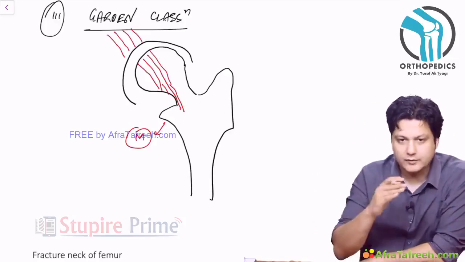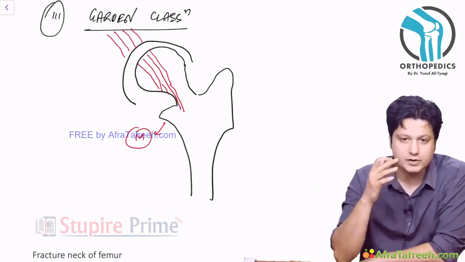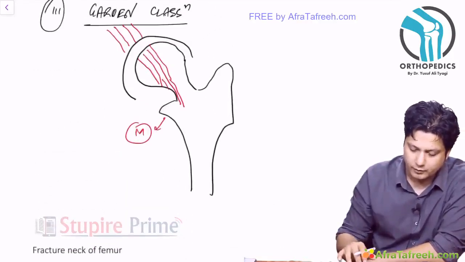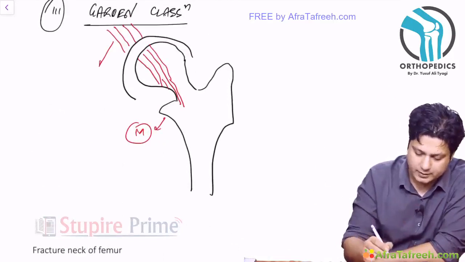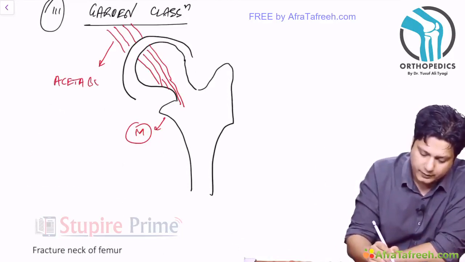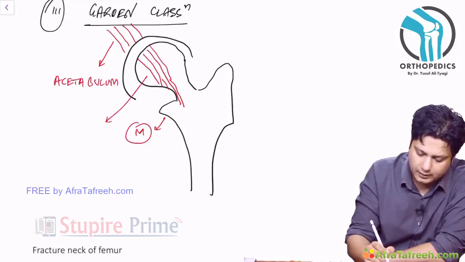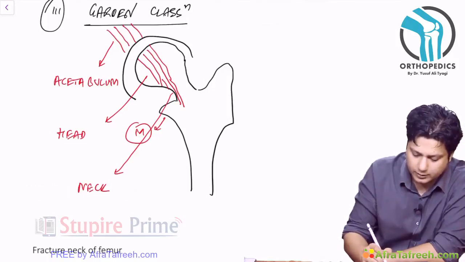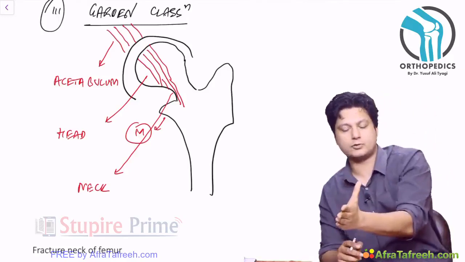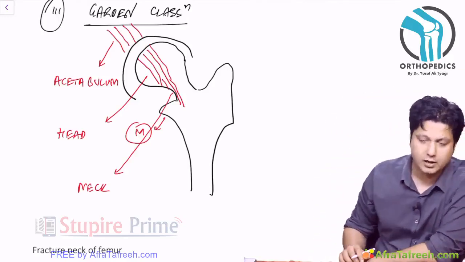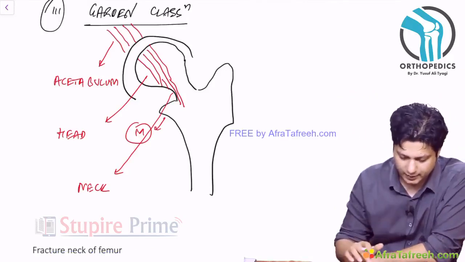But what happens in the different types of fractures in the Garden classification, this is what we are about to study. So here what we have discussed is that there are three trabeculae. One is that of the acetabulum, the second is in alignment with the head of the femur, and the third is that of the neck of the femur. And all three have to have a smooth alignment along the weight bearing axis, or along the weight bearing forces. That is about the Garden classification.